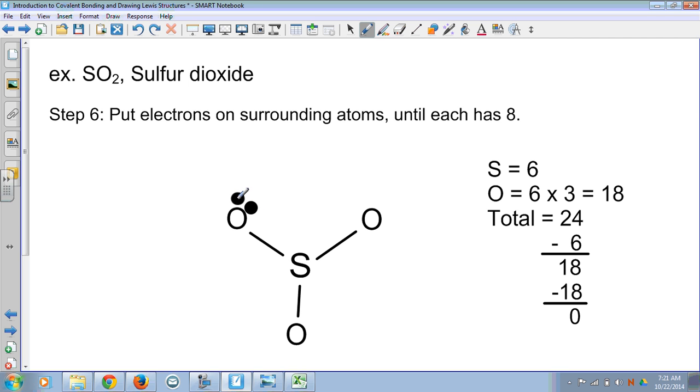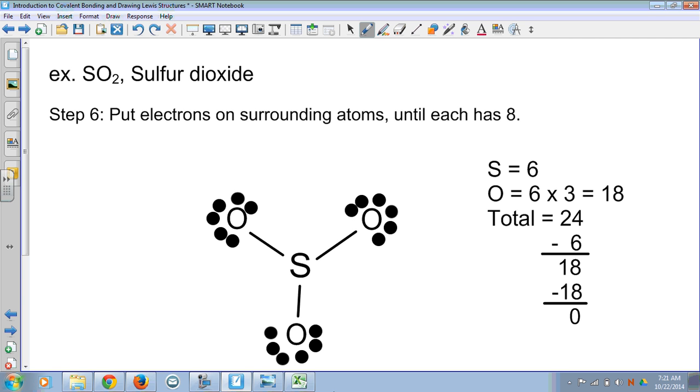There we go. Big electrons. 1, 2, 3, 4, 5, 6. 7, 8 because of the bond. So let's do that again to the other option. 1, 2, 3, 4, 5, 6, 7, 8. 1, 2, 3, 4, 5, 6, 7, 8.